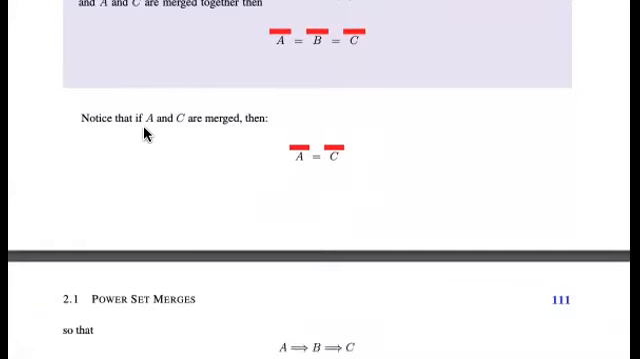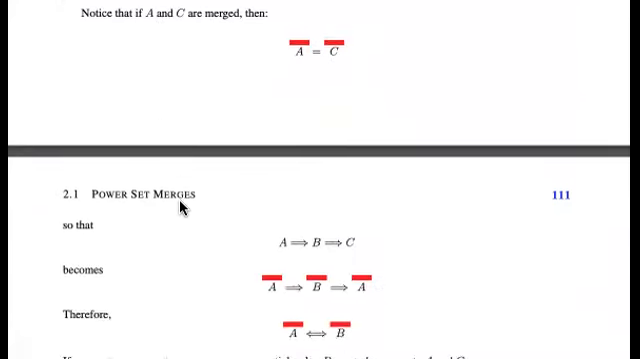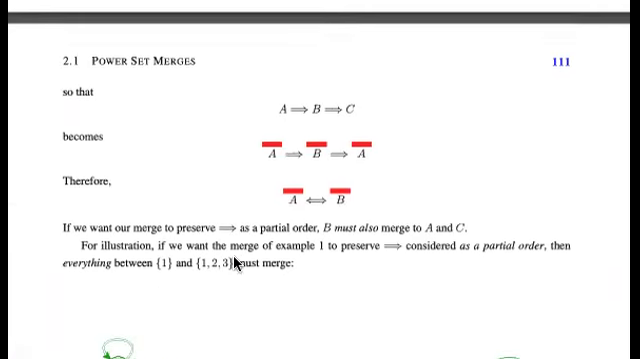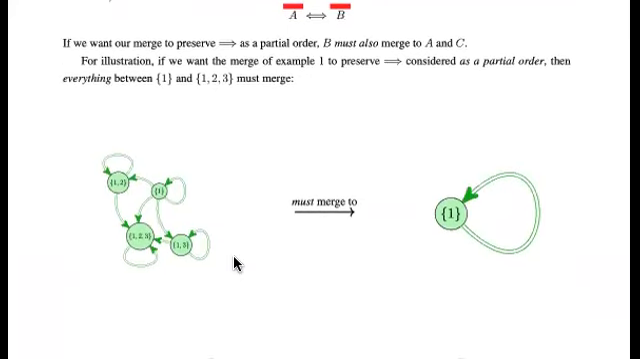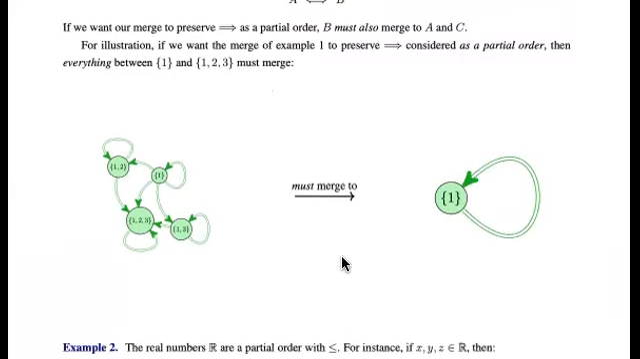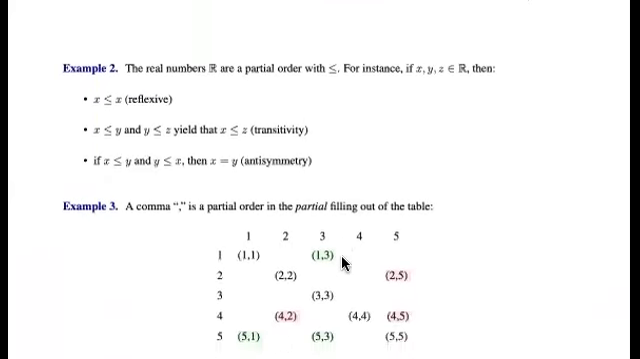Okay, so notice that if A and C are merged, that just discusses what we were just talking about. So for instance, this is interesting. If 1 and 1, 2, 3 are merged, since these guys are in between, everything is merging together. So really the only way to merge this one, if we're assuming that these two guys have to merge, is for them all to come together, if you're going to preserve a partial ordering. Okay, so here's just an example.